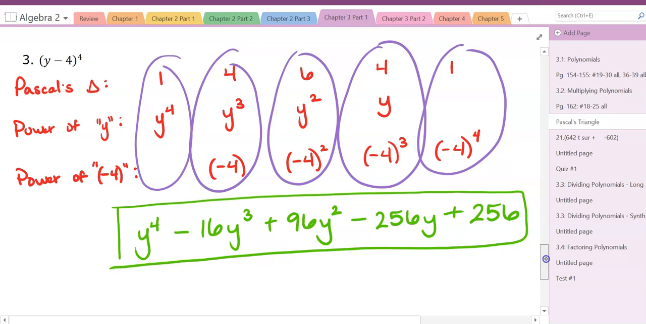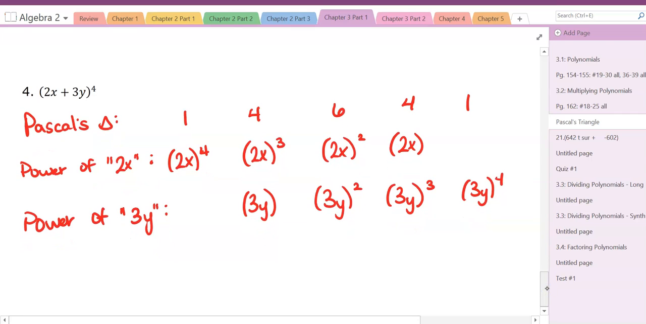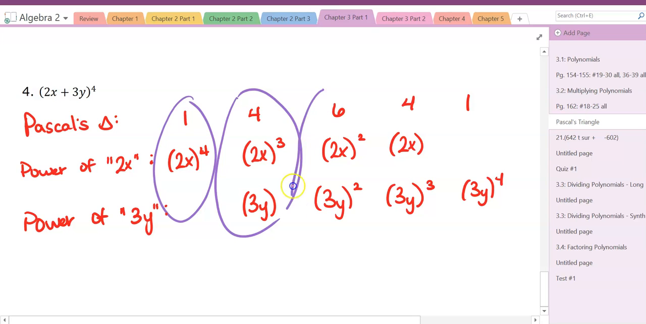Now, for the last one, this one, you don't have to worry about any negative signs, but the pieces are a little bit more complicated because you've got a 2x and you've got a 3y. So that's the case where I put them in parentheses so that I make sure when I raise it to the power, I do that to the number and to the letter. Okay, so I'm going to do my columns here again, circle those up.